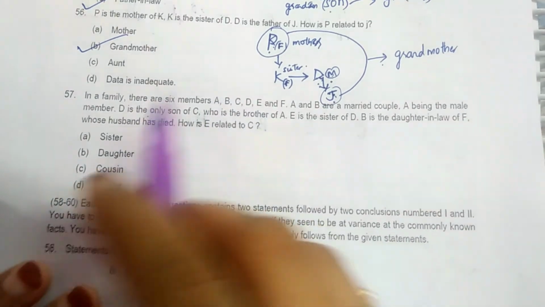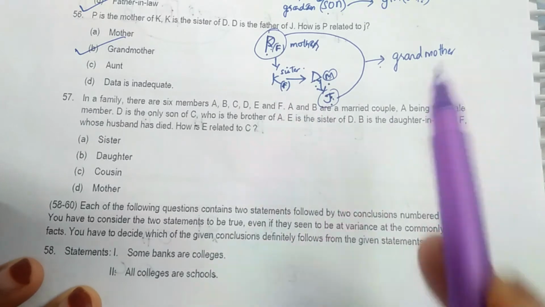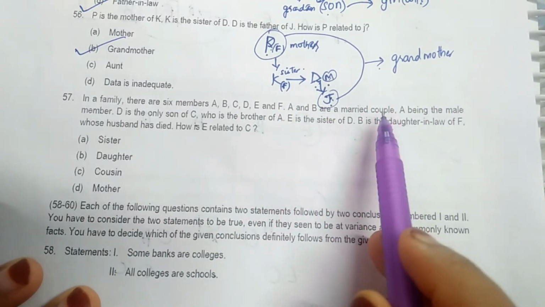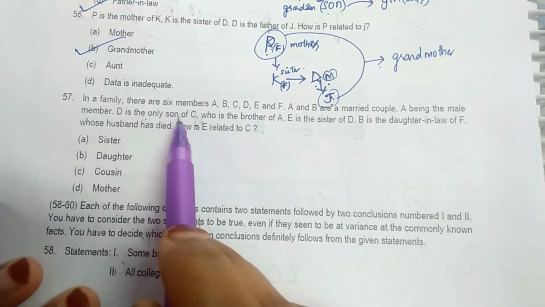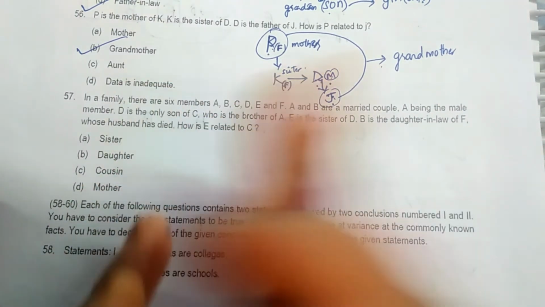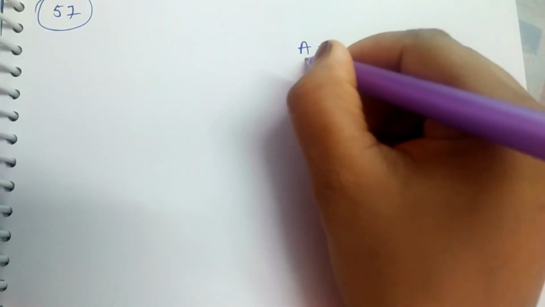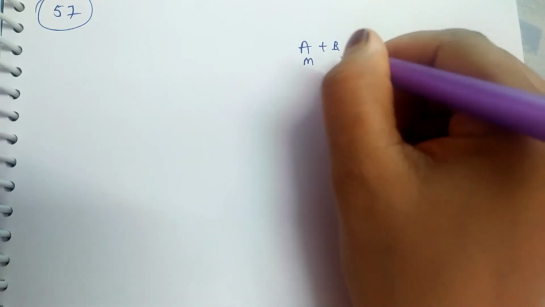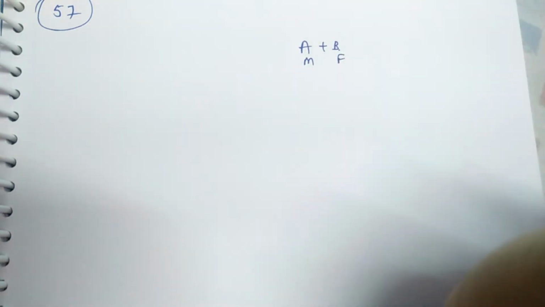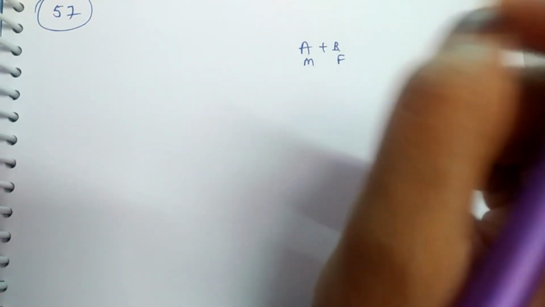Let's move on to the 57th one. In a family, there are 6 members: A, B, C, D, E, and F. A and B are married couple, A being the male member. D is the only son of C, who is the brother of A, and so on. Let's check out clearly one by one. Let's unfold the relationships given here. A and B are married couple, right? Given A is the male member of the family, it automatically means that B is the female member of the family. Now, one more thing, it is given that D is the only son of C, who is the brother of A.